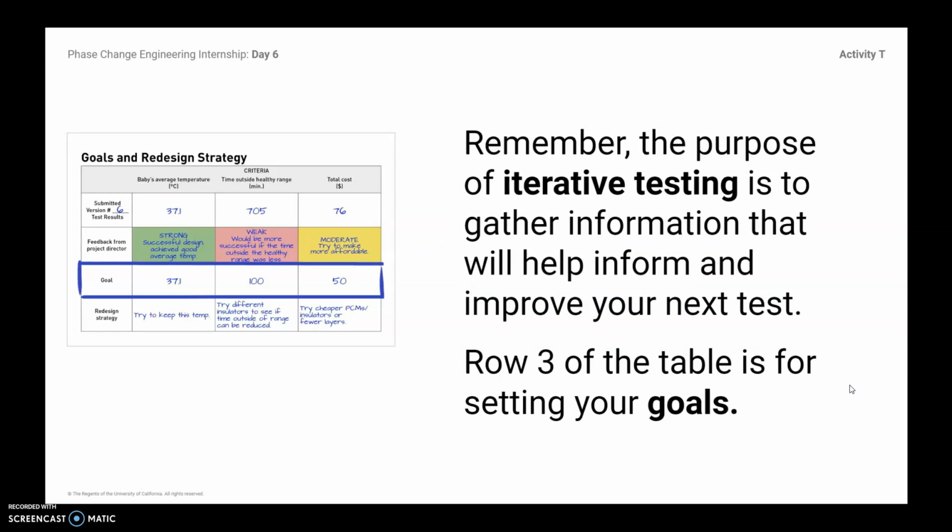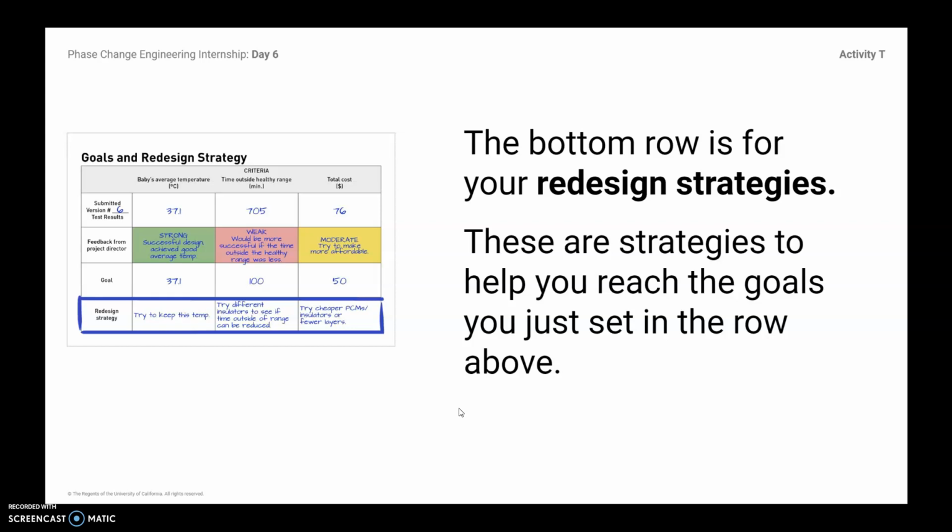All right, remember the purpose of iterative testing is to gather information that will help you inform and improve your next results. Row 3 of the table is for you to set a goal. What's your redesign strategy? Do you want to keep what you have? Do you want to try different things? What are you going to do? Just like this note underneath here says, try to keep this temperature because it was good, it was strong. Well, in the weak factors, what are you going to do to change that? And then the moderate factors, what are you going to do to change that? Now remember, yours could be different than this table. So make sure you're looking at yours.